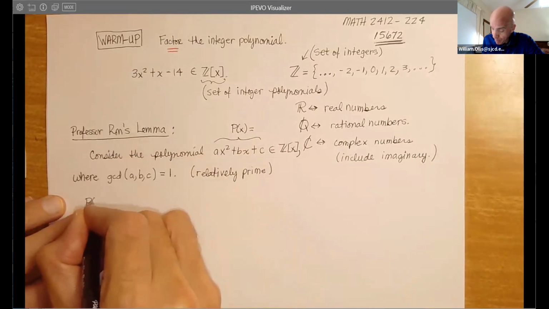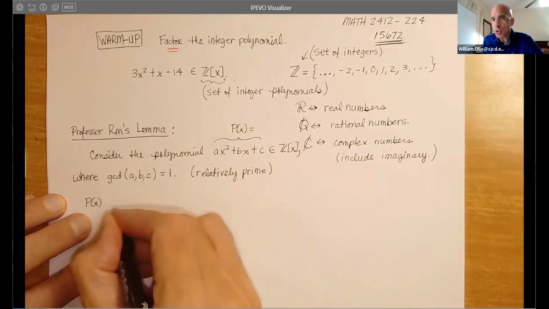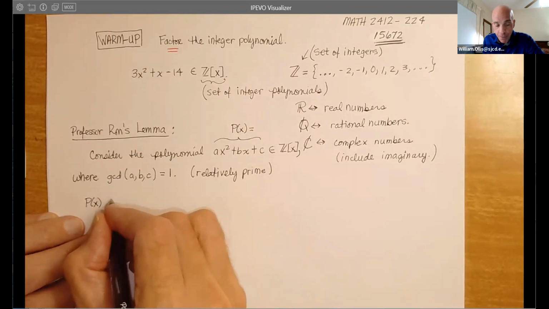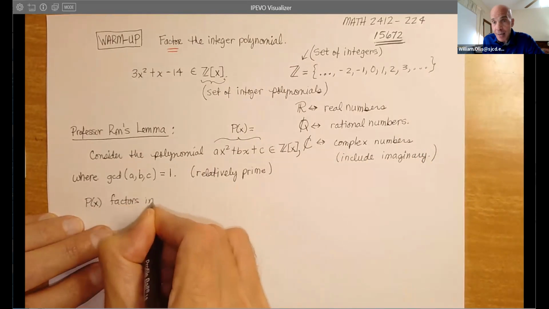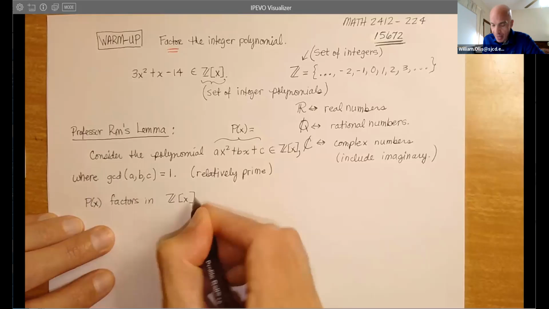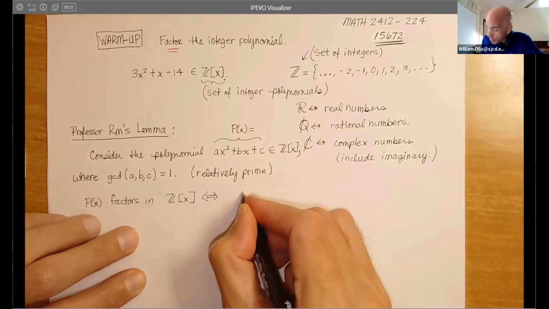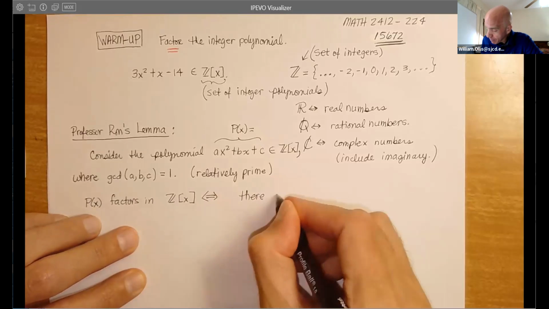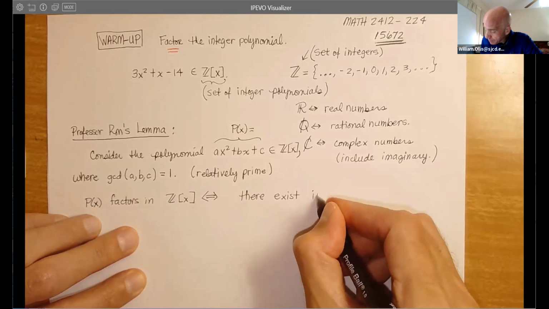Now, here's the theorem, or the lemma. P of x, you have actually used this before, but I doubt you've ever written it this way. P of x factors in Z, in the integer polynomials, if and only if. So this goes in two directions. There exist, and I'll write this out, integers.